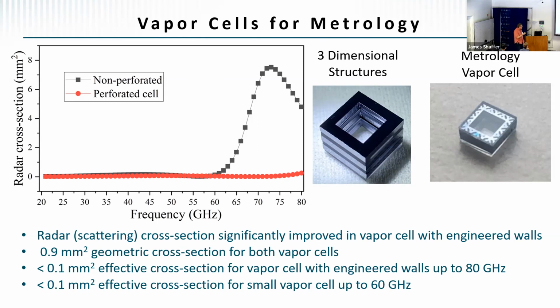But the one that has the engineered walls is much better over a broader bandwidth. This is actually that first dipolar resonance that I told you about for the small cell with the solid walls. And you can see that it does go quite a bit above the geometric cross section. So up in here, it's really scattering a lot of radiation, and this is probably a vapor cell you wouldn't want to be doing metrology with at these higher frequencies.